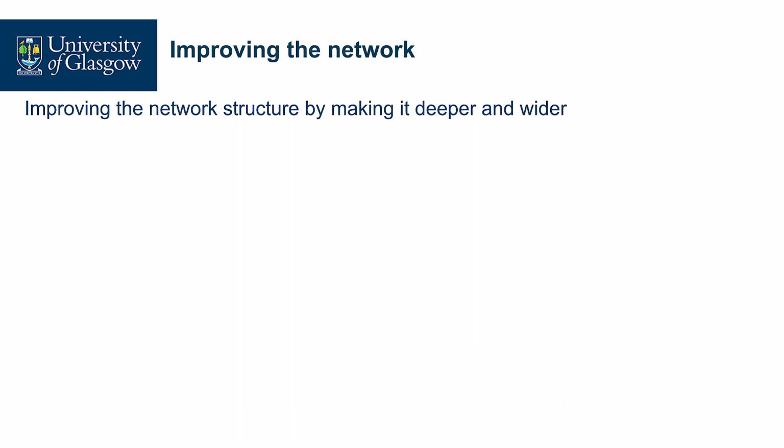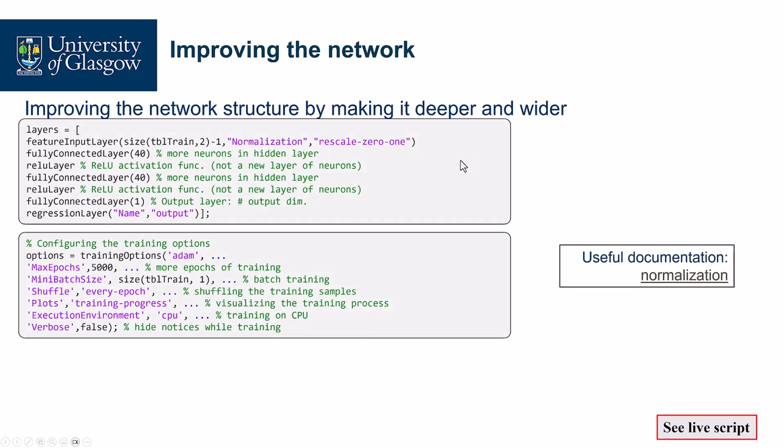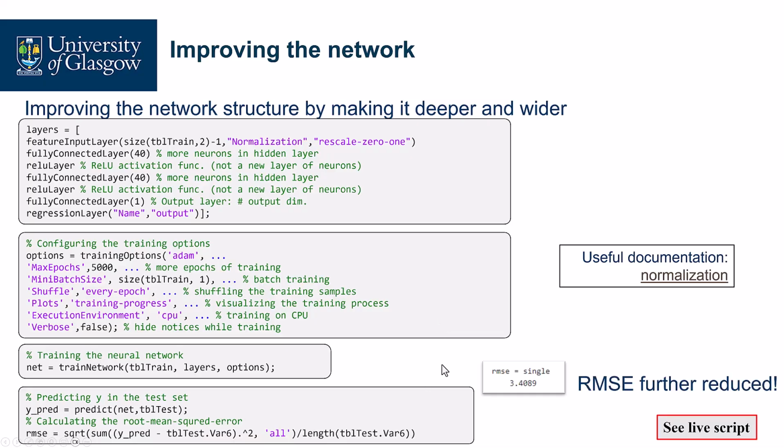Now for the next step, I'm trying to make a more complex neural network to see if the result can be improved further. I make the neural network deeper and wider. Here I introduced 2 hidden layers, and each of them has 40 neurons. We can see here 40 ReLU, 40 ReLU, right? Then I keep the epochs at 5,000, and I train it. This time we can see the prediction error becomes smaller again, 3.4, right?